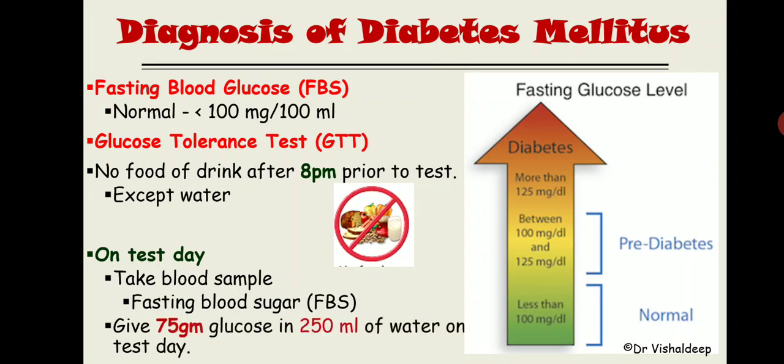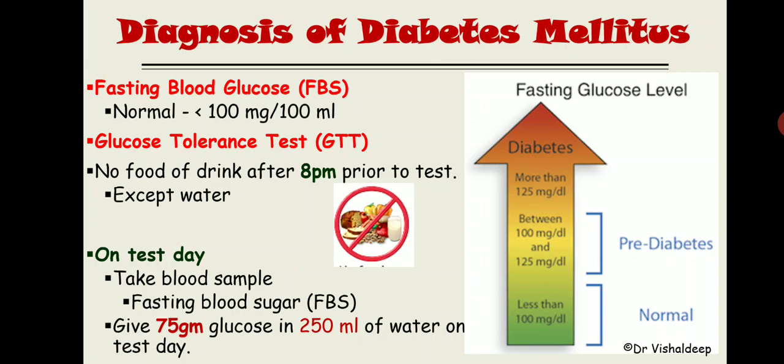So first, take a fasting blood sample. After taking that blood sample, give a glass of water with 75 gram of glucose in 250 ml of water on the test day. Now, how is GTT done?